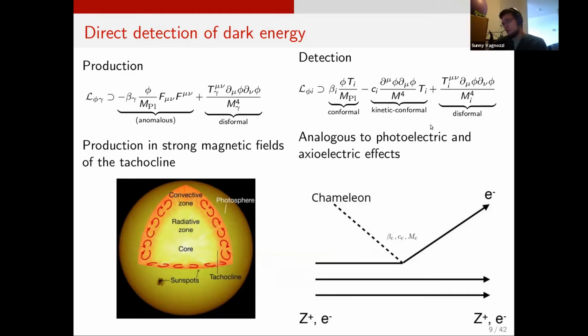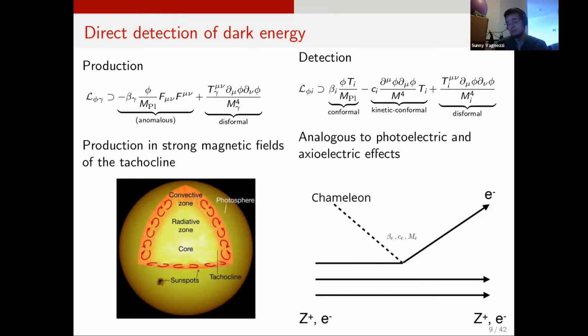And what this gives you is a process which is very similar to the photoelectric effect. So essentially you get an electron which gets hit by a chameleon and is emitted at a higher energy. So what you can look for is this energy difference, this recoil energy over here. And this is very similar to the photoelectric effect, where you have a photon over here, or to the so-called axioelectric effect, where you have an axion hitting your electron. Now, how is this relevant to experiments?